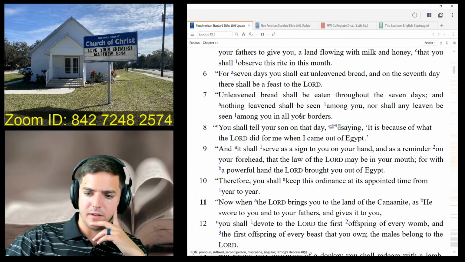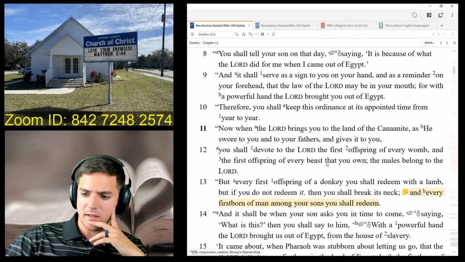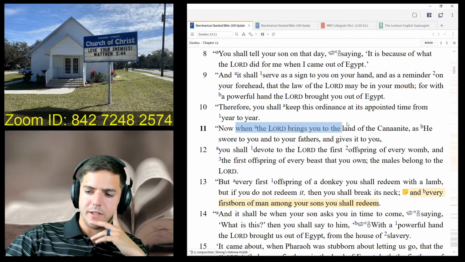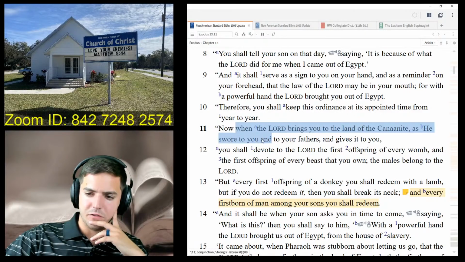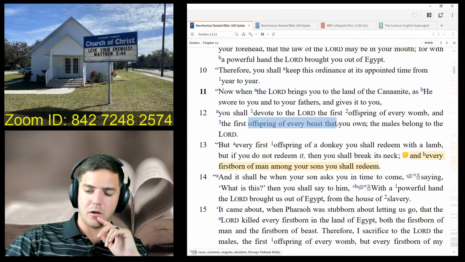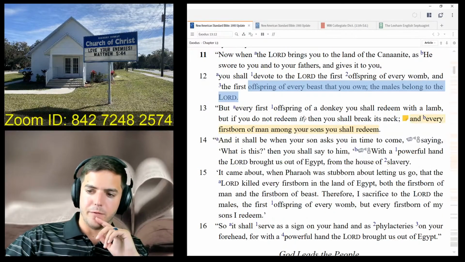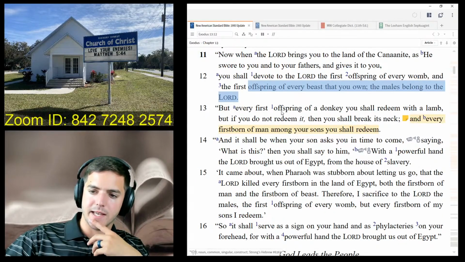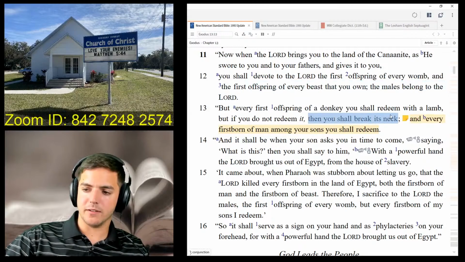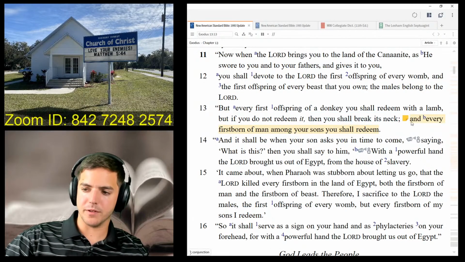Concerning that, he says there in verse 11, "Now when the Lord brings you into the land of the Canaanite, as he swore to you and to your fathers, and gives it to you, you shall devote to the Lord the first offspring of every womb, and the first offspring of every beast that you own. The males belong to the Lord. But every first offspring of a donkey you shall redeem with a lamb. If you do not redeem it, you shall break its neck. Every firstborn of a man among your sons you shall redeem."